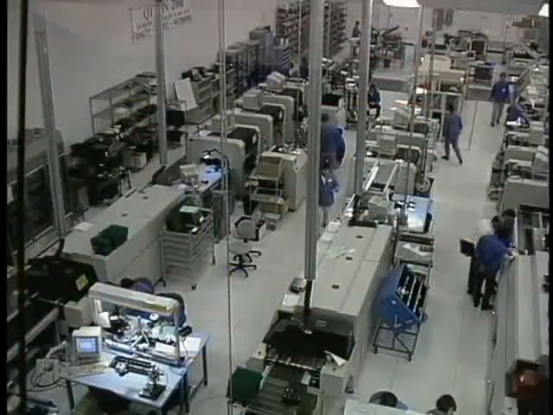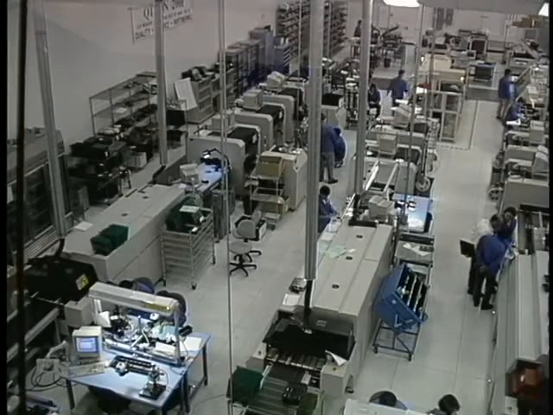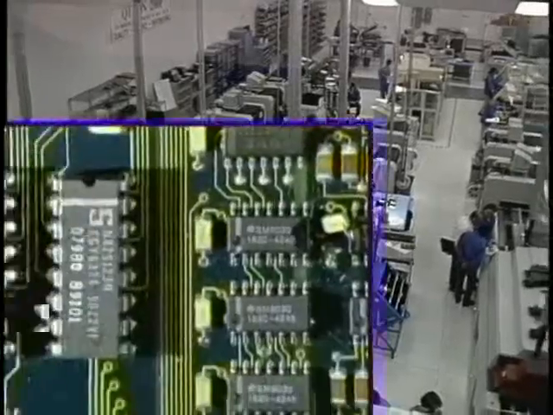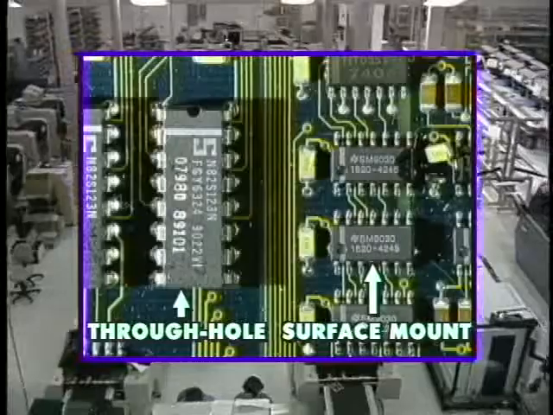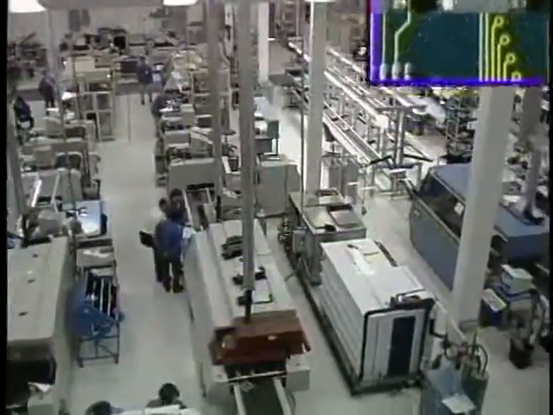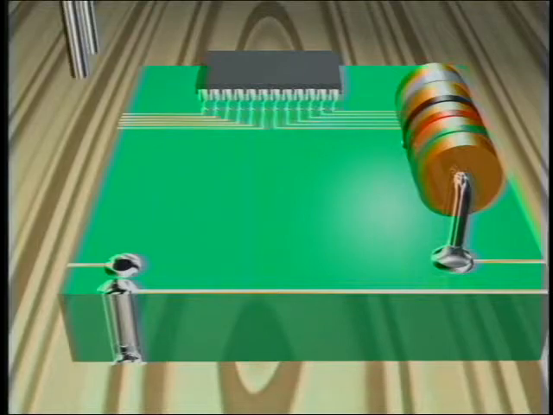Now let's take a tour of a typical electronic assembly facility. There are two categories of components to be assembled: through-hole and surface mount. They each require different processes and different types of machines. In through-hole technology, component leads are inserted into mounting holes, then soldered to the printed wiring board. In surface mount technology, the components are placed and soldered directly to lands on the surface of the board.